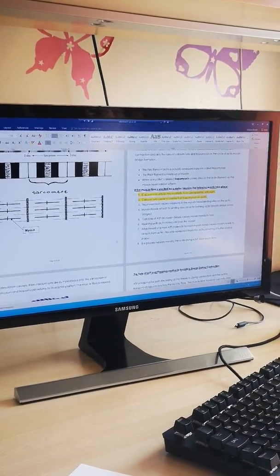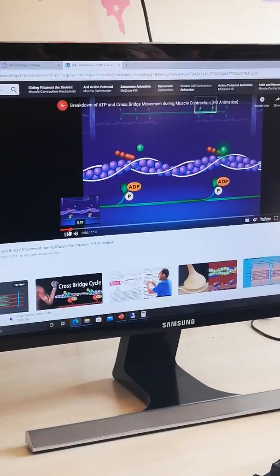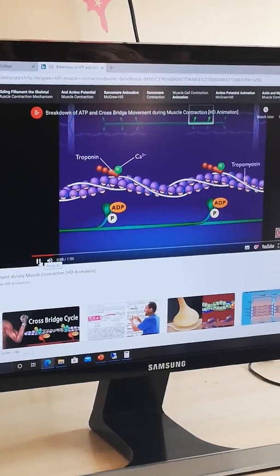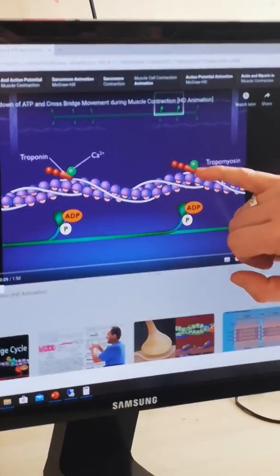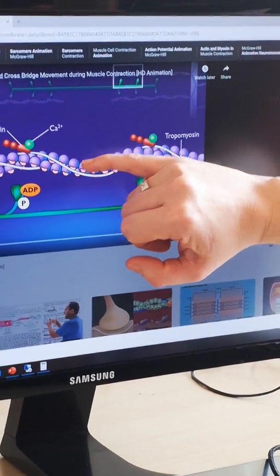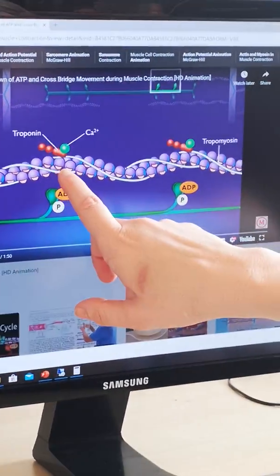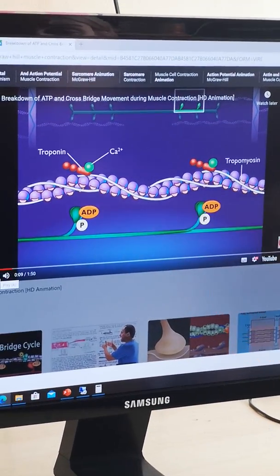Let me show you that bit in the animation. So the green dots are the calcium 2+. You can see when they join, the tropomyosin moves, changes shape because it's a protein, and reveals these binding sites on the actin structure for the myosin heads.